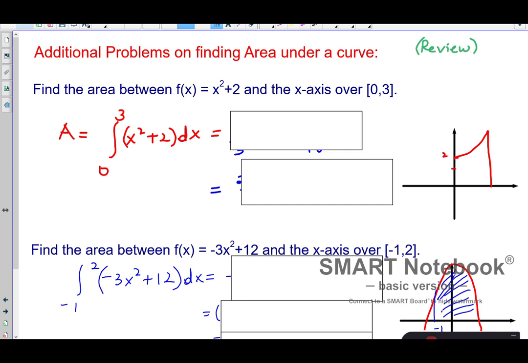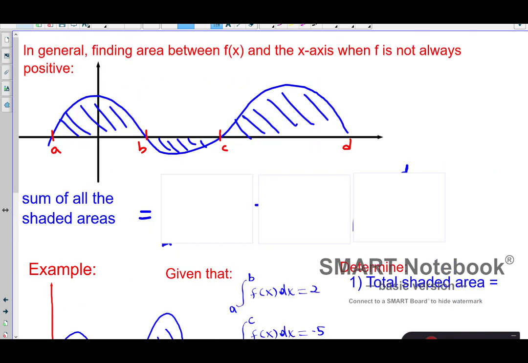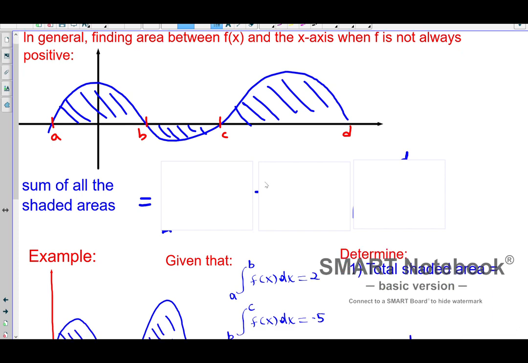In that situation, let's say you have a function f of x where part of the time it's above the x-axis, and part of the time it's below the x-axis. In that situation, we need to take the absolute value of all the separate areas and add them up. And it would help to find, first of all, the x-intercepts of the function.